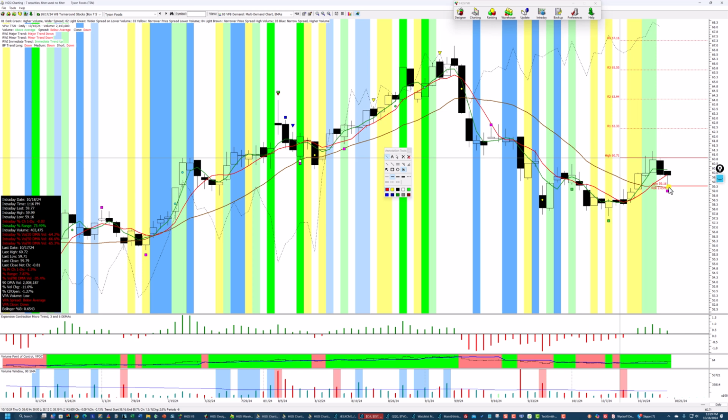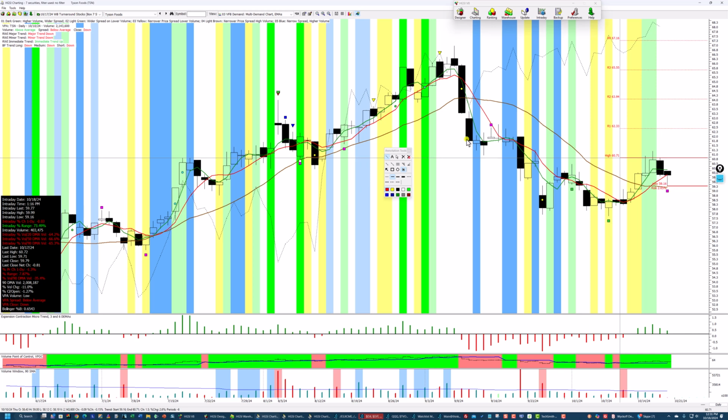So rather than buying it here, even though this is a low volume test, if it took this area out here, that would be getting past the resistance on this bar, but not this resistance. But the risk is only 2.65%.